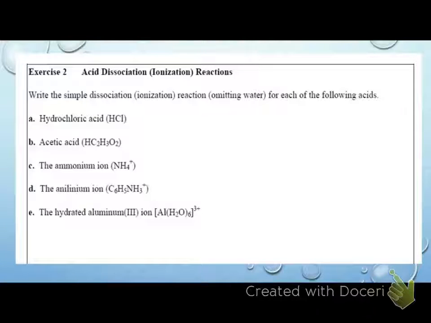So here I want you to write the dissociation or the ionization of each of these acids, omitting water, because when we're dissociating things, we are assuming that it's in water, because if it's not in water, it won't dissociate. Same thing when we do dissociation of ionic compounds, where the water is assumed to be there. Okay, so take a second to do that.